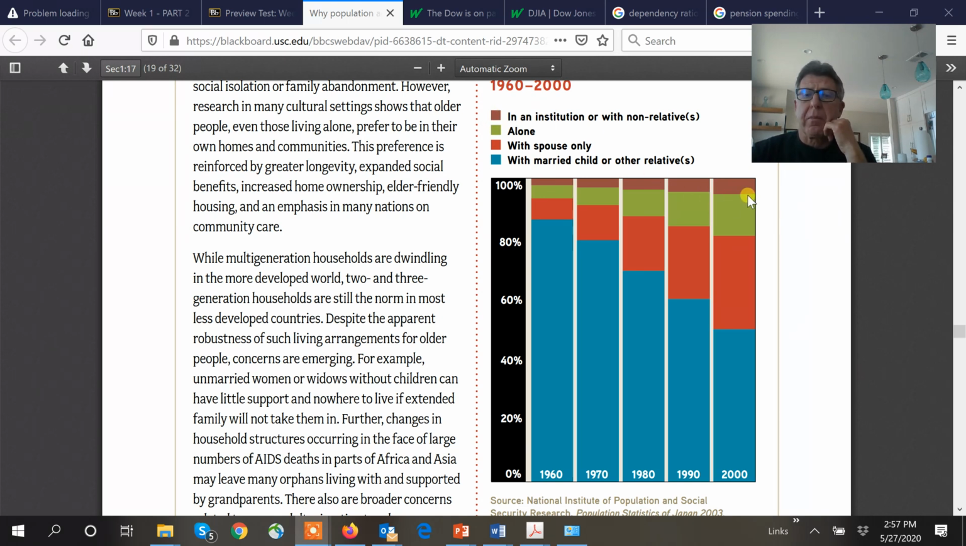The percentage is going up and up and up. This is 2000, so this is doubled by now. The likelihood of living alone has dramatically increased, and the likelihood of living with a married child or relatives is going down, down, down because there's a reduction in fertility. There's no children around to do this.